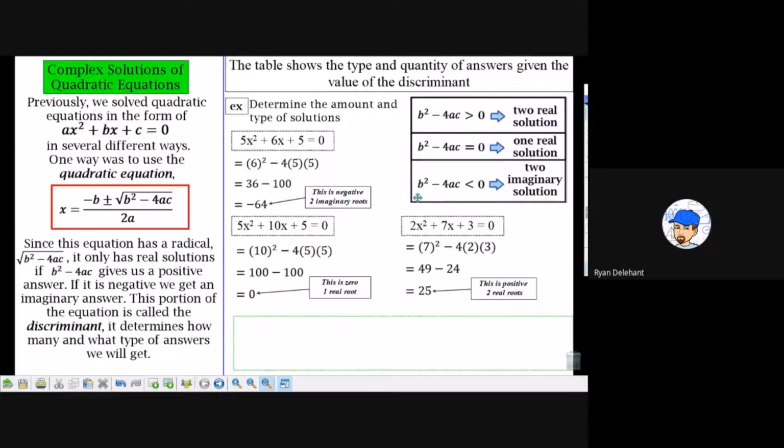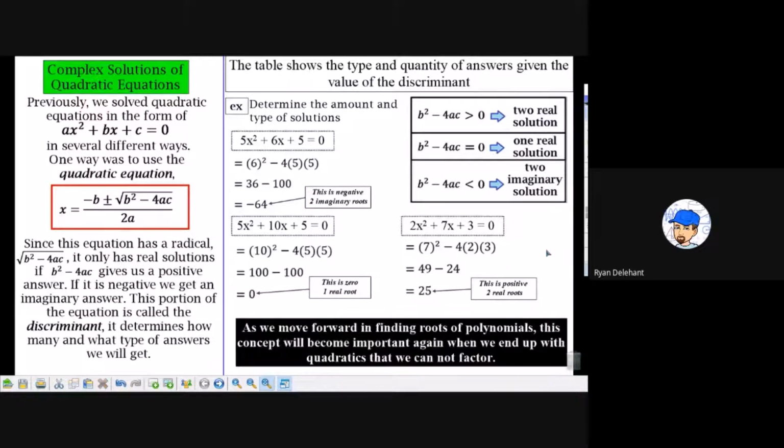This feature, this fact, is what tells us that when our big polynomials get down to quadratics, it's possible for them to have complex solutions, okay? As we move forward in finding the roots of this polynomial, this concept will become important again, because we're going to end up with quadratics that we can't factor, and quadratics that don't have real solutions. They have complex solutions, and we're going to need to write that factor out, okay?